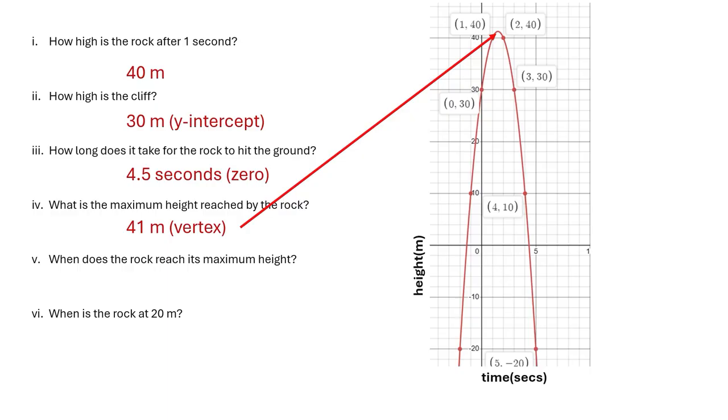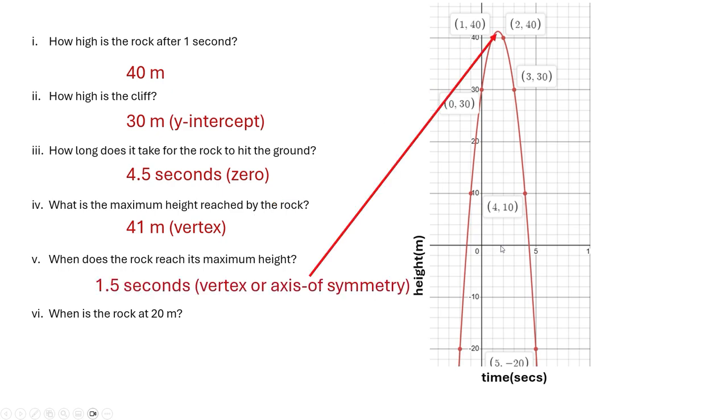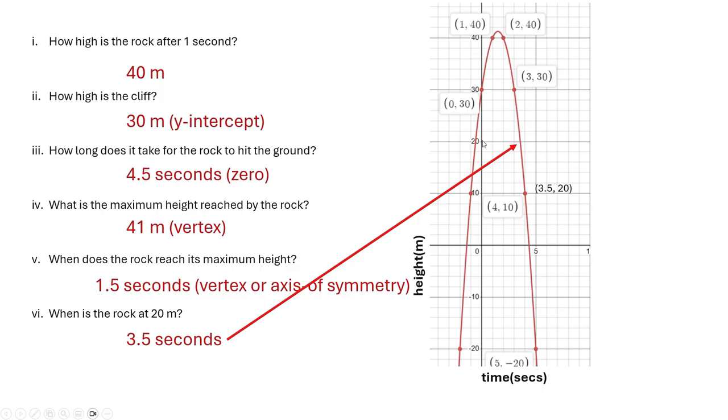Question 5 asks, when does the rock reach its maximum height? Well, here's the maximum height right here, and if we follow an imaginary line down here to the axis of symmetry, we'll see that this occurs at approximately 1.5 seconds. And our last question, number 6, is when is the rock at 20 meters? Well, we find the 20 meter mark on the y-axis, and we see that it crosses right here at about the 3.5 second mark.